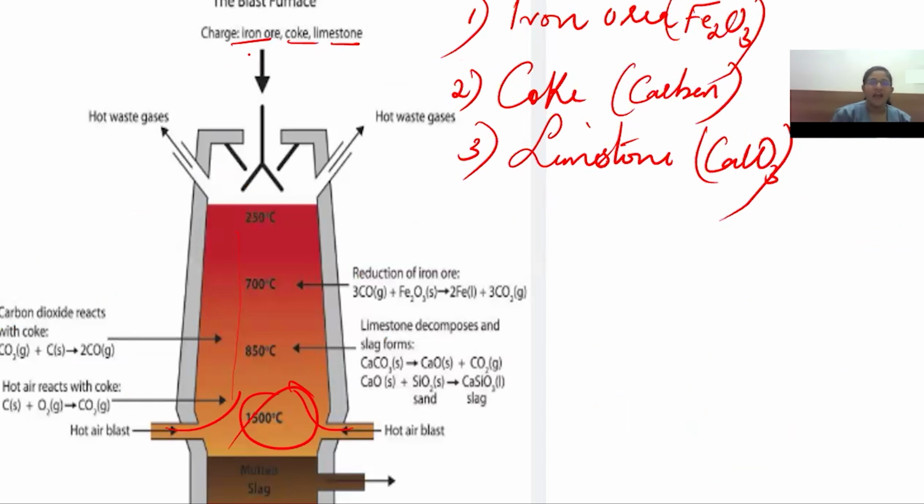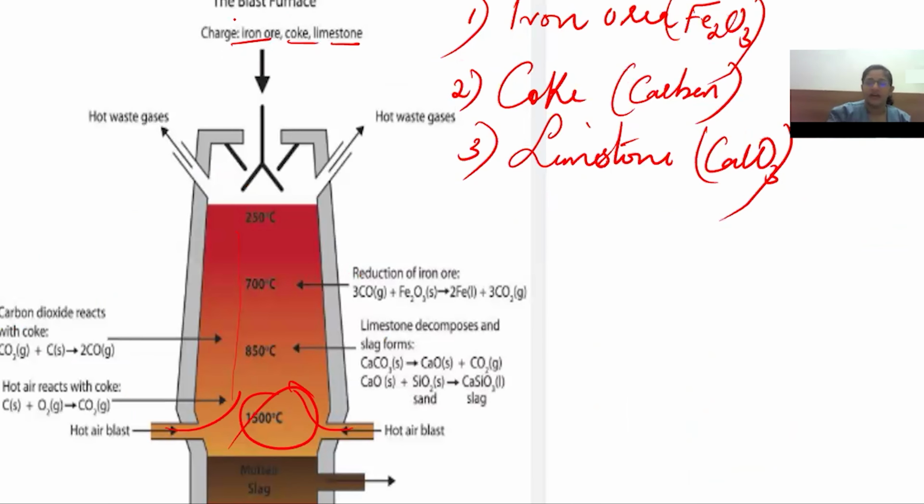That is our task. We have added iron ore, and the impurities will also be there in the ore. That you have to remember. Then what is going to happen in this blast furnace? That is what we are going to discuss. Actually, there are 5 steps here.